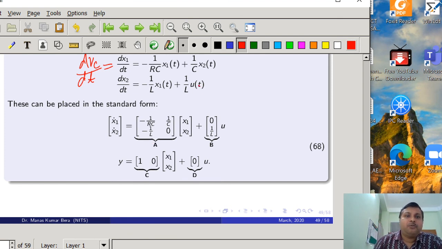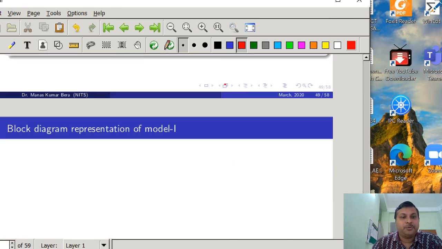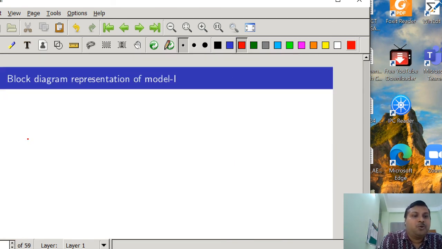Now the question is how we can draw the block diagram using this state equation and output equation. For this example or this model I am going to show you, then the rest of the models you can understand how to draw. So first equation, you can see dx2/dt is equal to minus 1 by L into x1 plus 1 by L into u(t). As I told you, you have to start with the input. So here a single input is there, so I am representing it with a single line, that is u(t). Now u(t) is multiplied with a gain, that is 1 by L, and it has to be added.